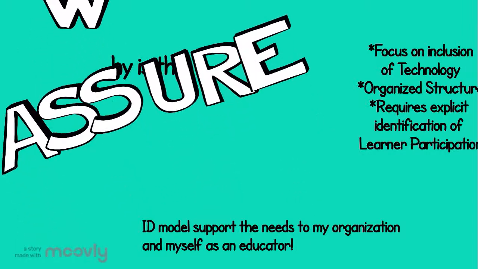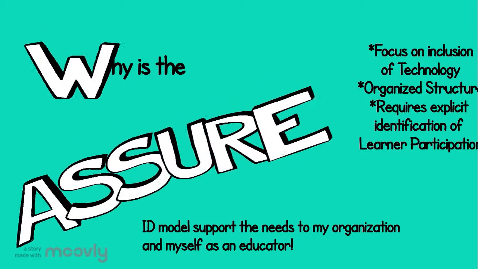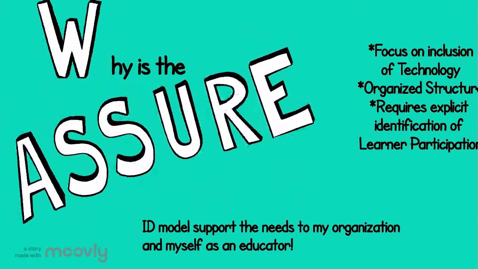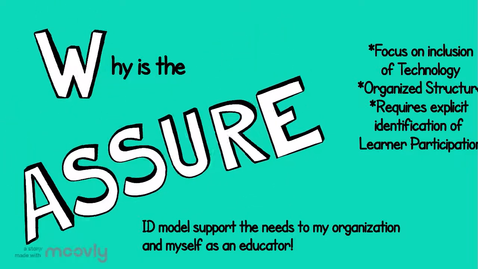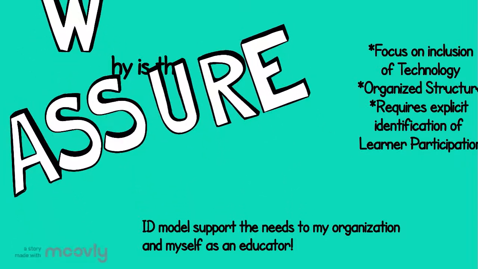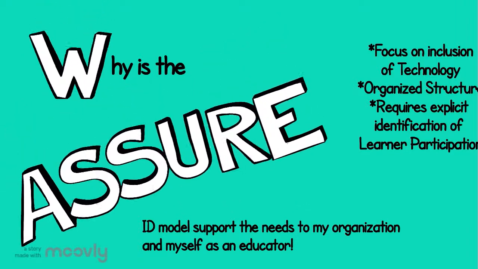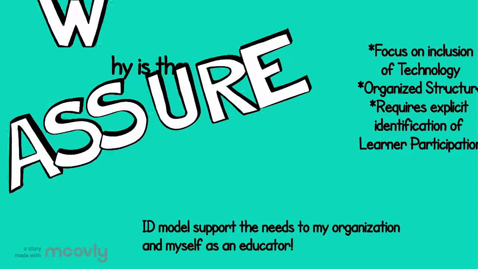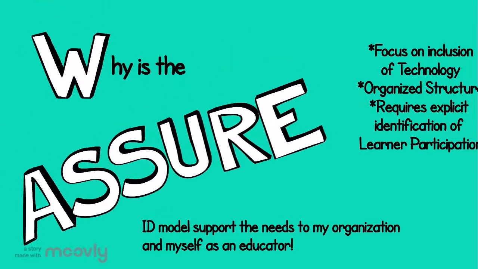Another reason I chose this model is because it has a basic linear structure. The layering or steps build on each other. This is how my brain is organized when it comes to developing instruction. Assure also includes required learner participation as a specified step, which is valuable to me. How do I want students to demonstrate their knowledge, and how does that appeal to their learning styles?